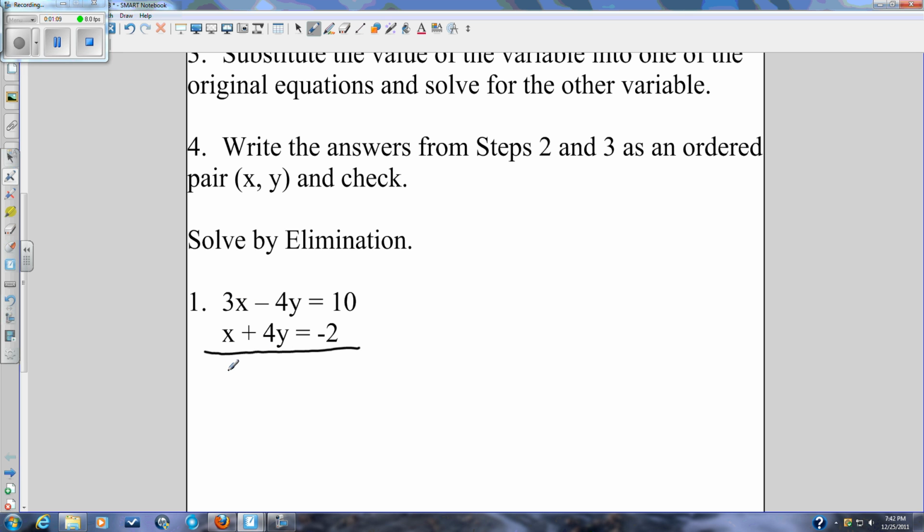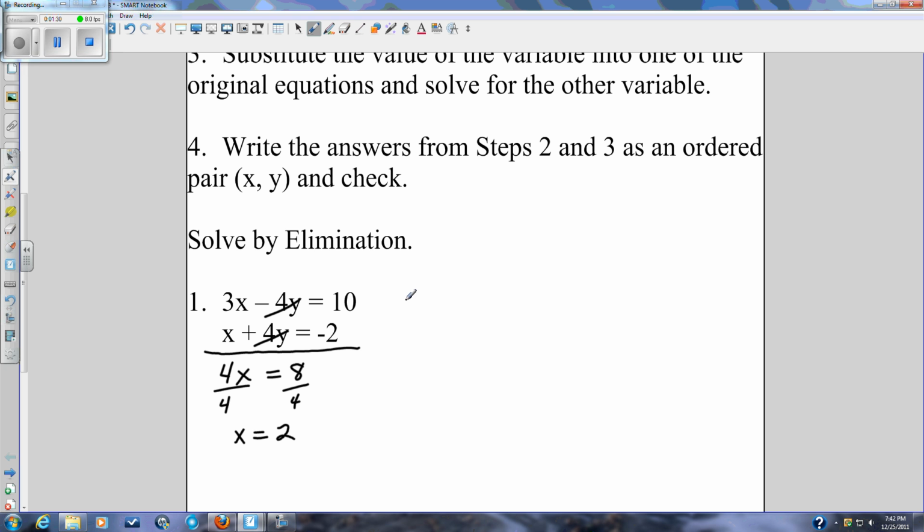If we added these together, we'd have 4x. Our negative 4y and positive 4y would cancel, and we would end up with 8. We now solve for x, dividing each side by 4, and x would end up being 2.